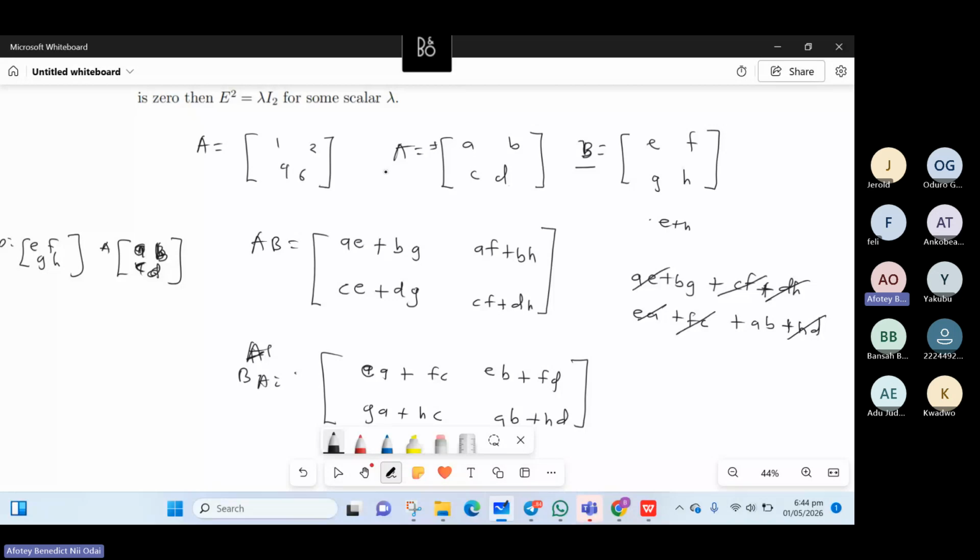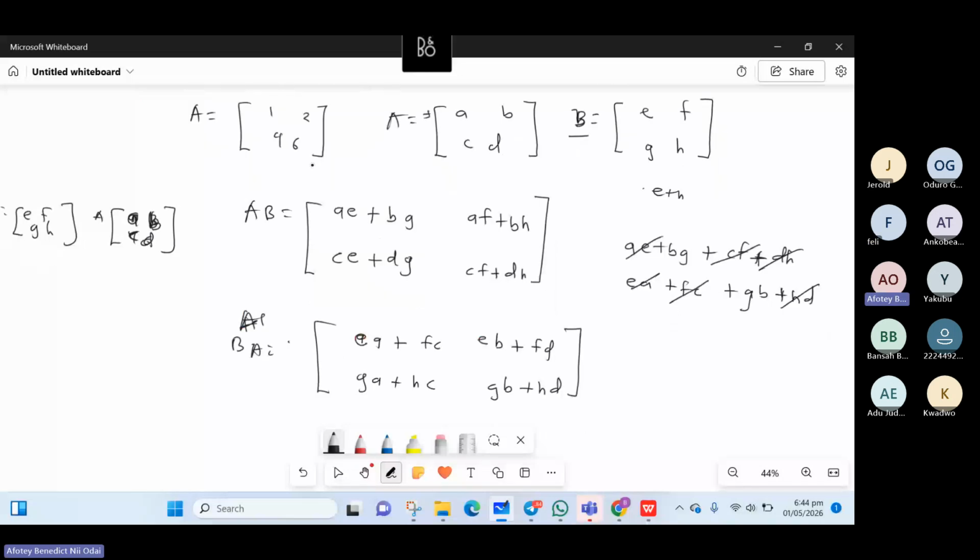So the trace for BA is EA plus FC plus GB. You wrote AB. So EA plus FC plus GB plus HD. Okay. Thank you very much. So this and this also goes away.